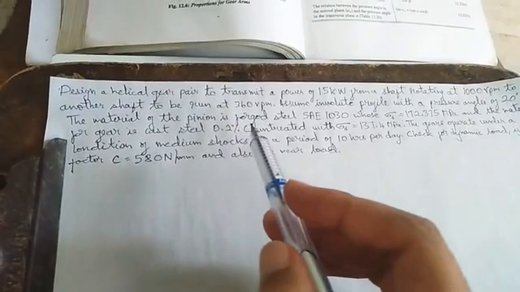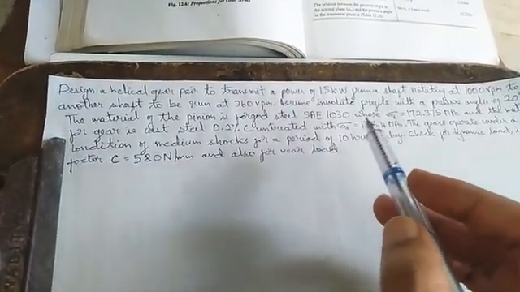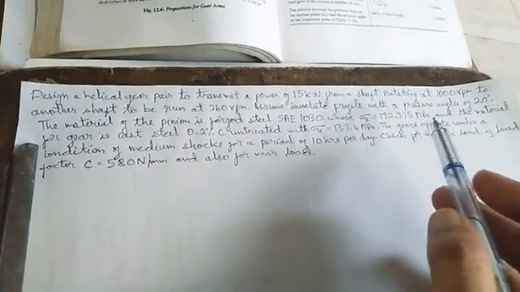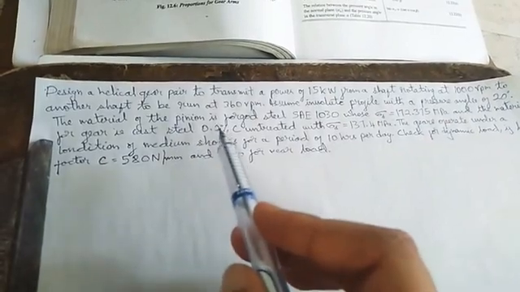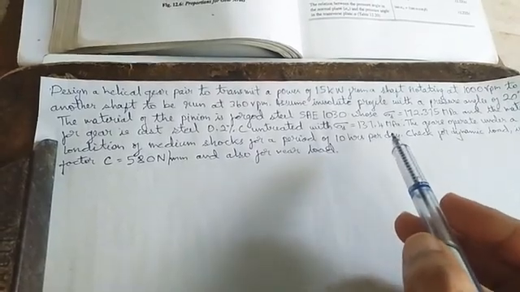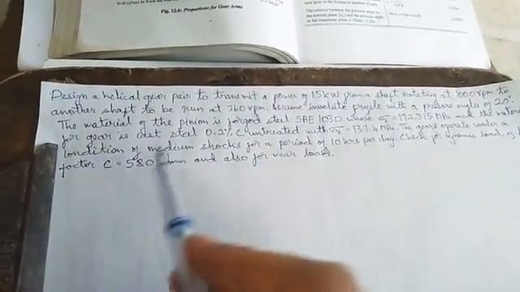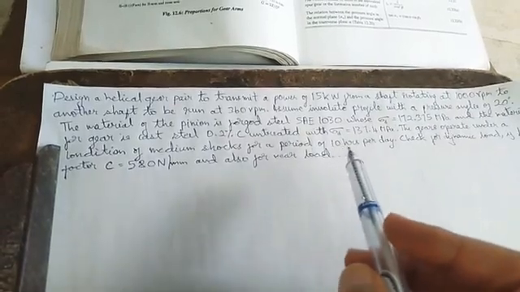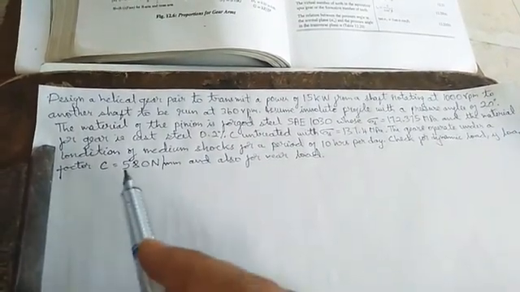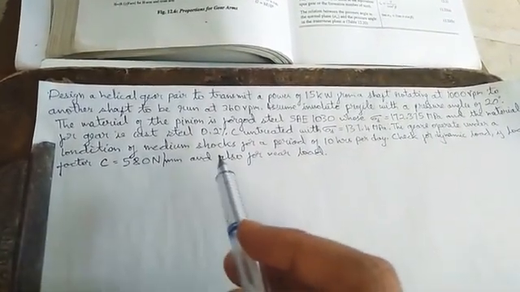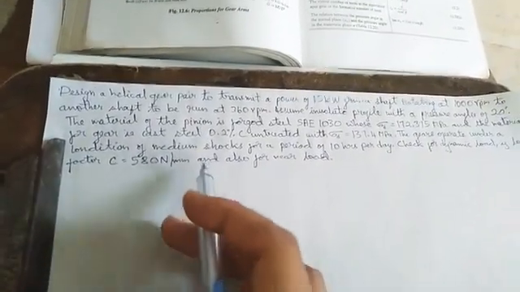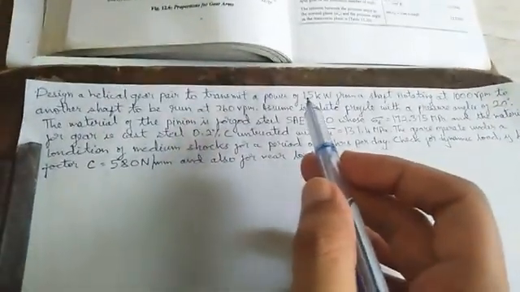The material of the pinion is forged steel SAE 1030 whose stress is equal to 172.375 MPa, and the material for gear is cast steel 0.2% C untreated with the allowable stress 137.4 MPa. The gears operate under a condition of medium shocks for a period of 10 hours per day. Check for the dynamic load if load factor C is equal to 580 Newton per mm, and also for wear load. Here they are asking us to design the entire helical gear pair, and they have given the power as 15 kilowatt.